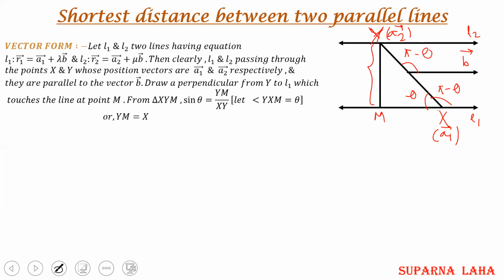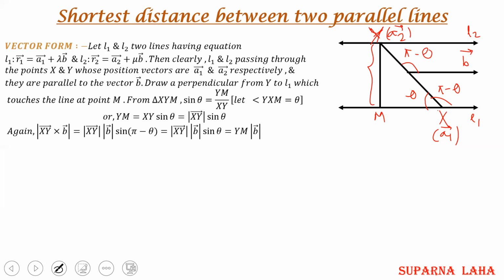Right? So from here you can write YM is equal to XY sin theta, or the modulus value of XY into sin theta. Now if we take the cross product of vector XY and vector b, and take the mod of it, it will be the modulus of vector XY into modulus of vector b into sine of pi minus theta, the angle between them. Now sine pi minus theta is sine theta, so mod of vector XY into sine theta equals YM. So YM can be written in this form.